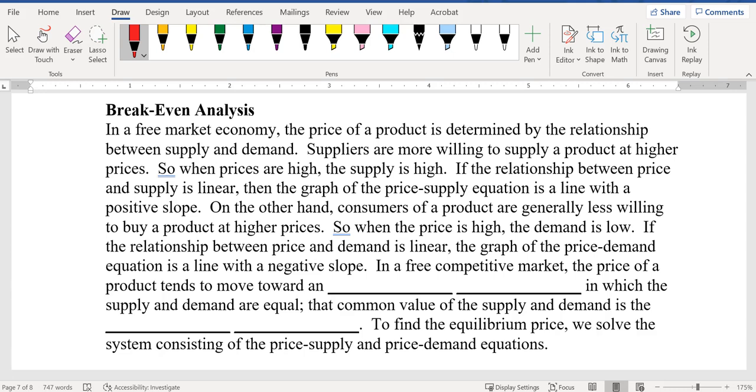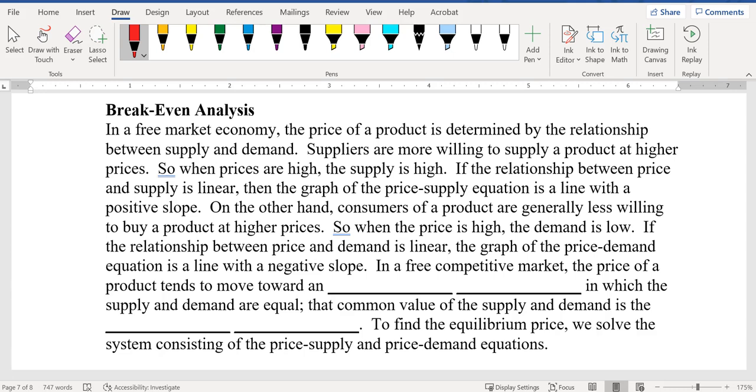If the relationship between price and supply is linear, then the graph of the price-supply equation is a line with a positive slope. On the other hand, consumers of a product are generally less willing to buy a product at higher prices. So when the price is high, the demand is low. If the relationship between price and demand is linear, the graph of the price-demand equation is a line with a negative slope.